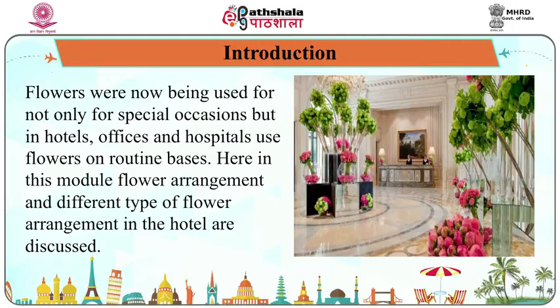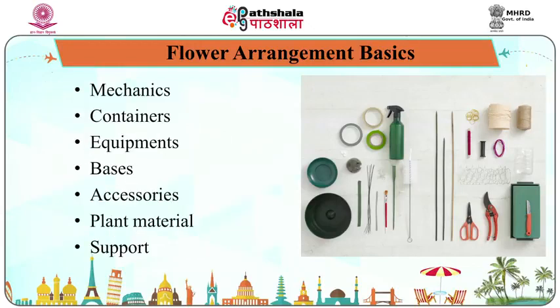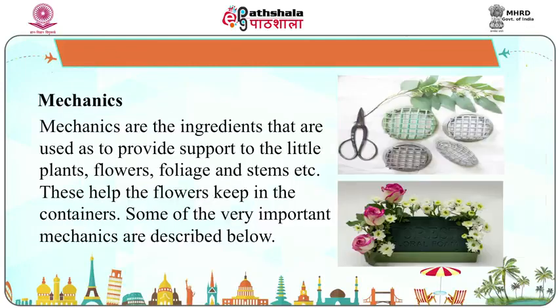Flower arrangement is the task carried out with a number of supporting components and items that not only assist in the arrangement but help in enhancing the appeal of the flowers and decoration. Flower arrangement is a task carried out using various ingredients and aids which are easy to handle and less expensive as compared to other crafts. The basic ingredient used for flower arrangement is mechanics. Mechanics are the ingredients that are used to provide support to little plants, flowers, foliage and stems, etc. These help in keeping the flowers in containers.